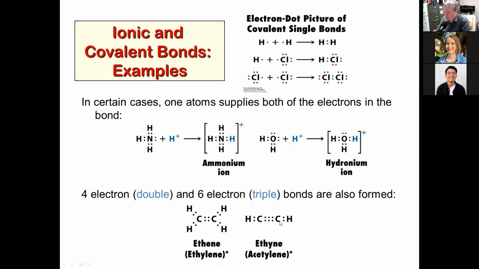Also remember that both carbons have a full octet, right? So this carbon has 1, 2, 3, 4, 5, 6, 7, 8. And this carbon also has 8 electrons. So both atoms have a full octet. And then the alkyne, or ethyne, which is a triple bond. Now both carbons have a triple bond between them, because each pair of electrons is a single bond, right? So you have 3 single bonds, and that forms a triple bond between the 2 carbons. And this molecule is called ethyne.